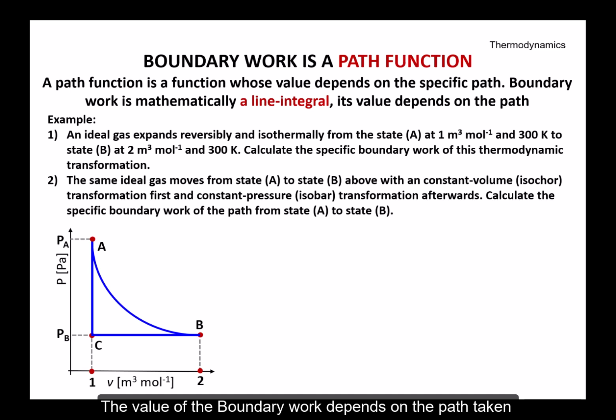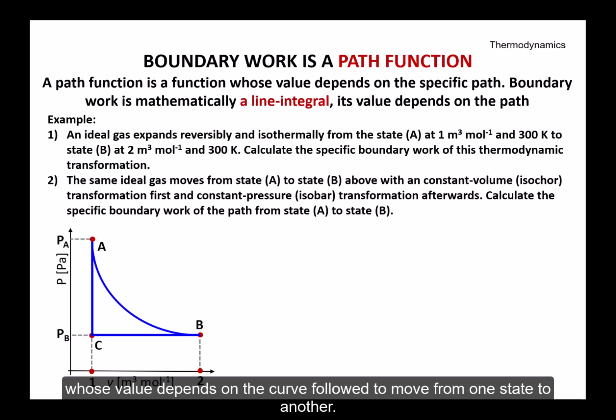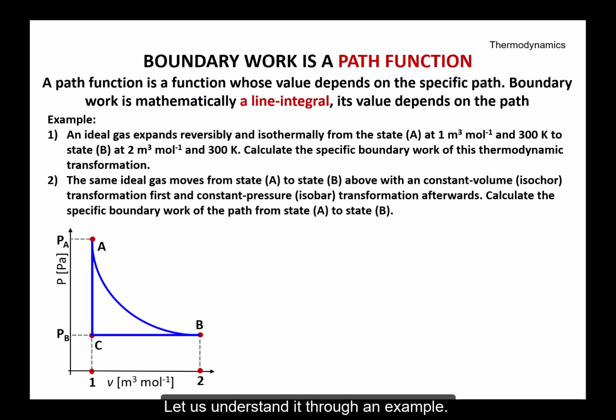The value of the boundary work depends on the path taken to connect the initial and final states. We call path function all those functions whose value depends on the curve followed to move from one state to another. Let us understand it through an example. Take your time to read it. We have an ideal gas in a piston cylinder assembly, and we want to move from volume A to B.